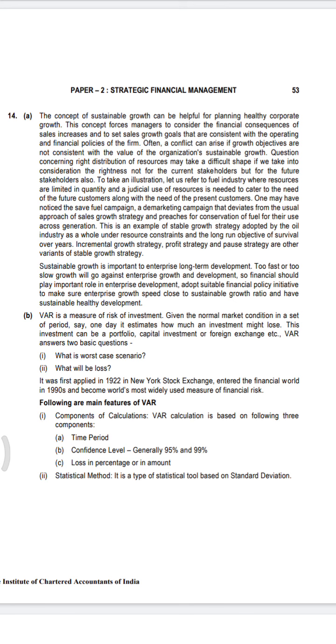Incremental growth strategy, profit strategy, and pause strategy are other variants of stable growth strategy. Sustainable growth is important to enterprise long term development. Too fast or too slow growth will go against enterprise growth and development. So finance should play an important role in enterprise development. Adopt suitable financial policy initiatives to make sure enterprise growth speed is close to the sustainable growth ratio and to have sustainable healthy development.